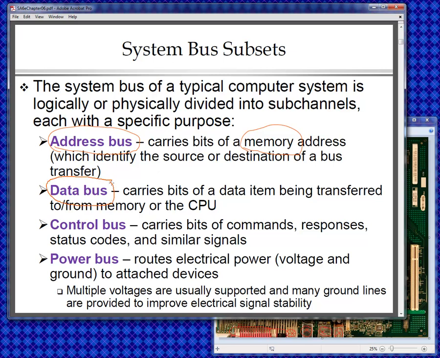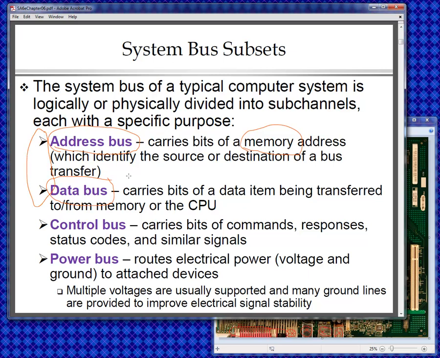The data bus, on the other hand, as its name implies, carries the actual bits of data. So, the mouse clicks, the keystrokes, the incoming network packet, the sector of data just read from a file on disk, whatever that may be. The job of the data bus is to carry those signals.